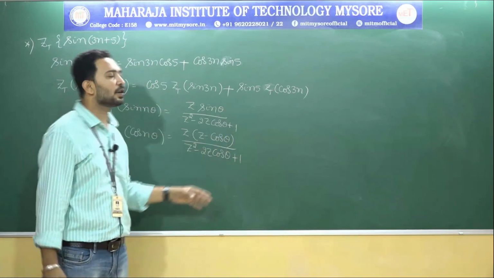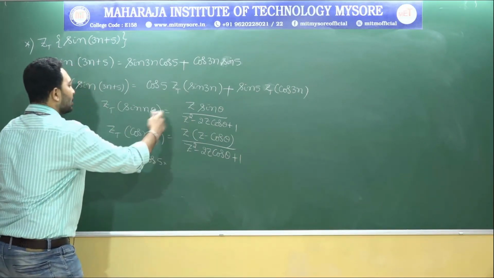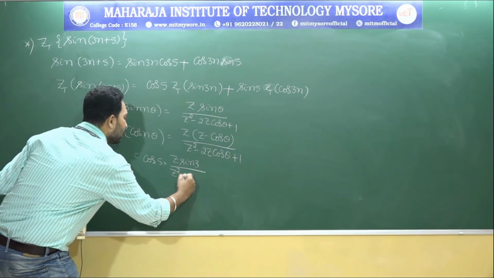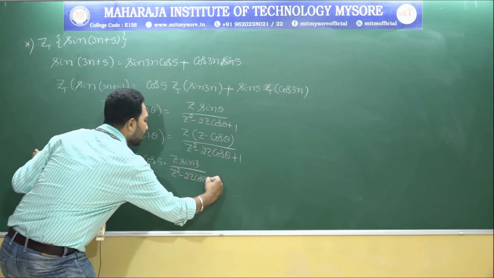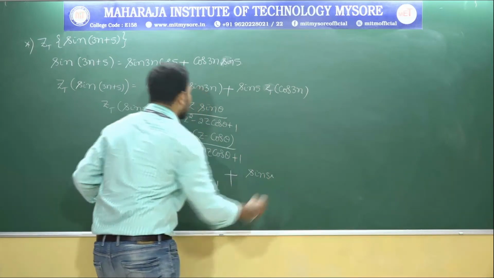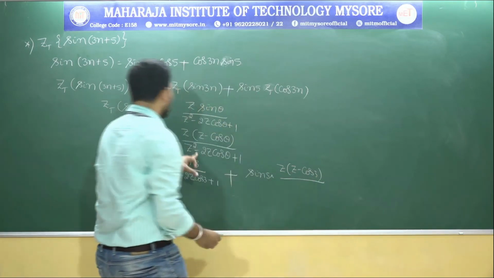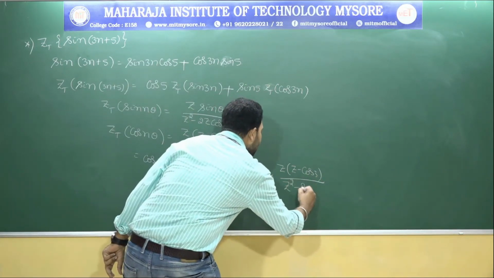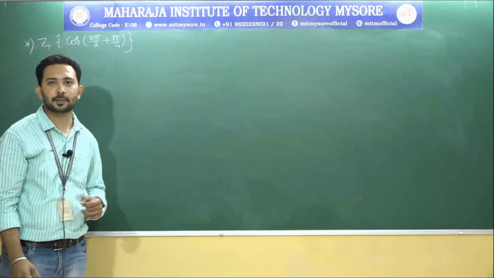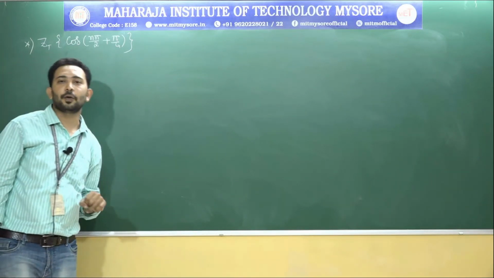So by replacing those things, finally we get cos 5 into z sin 3 divided by z square minus 2z cos 3 plus 1, plus sin 5 into z into z minus cos 3, overall divided by z square minus 2z cos 3 plus 1. Next problem: z transformation of cos of n pi by 2 plus pi by 4.